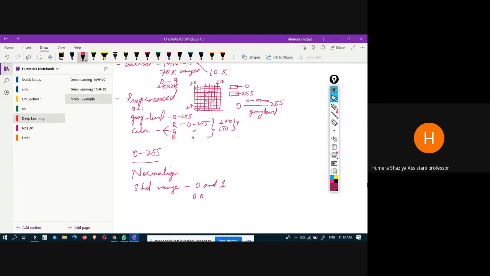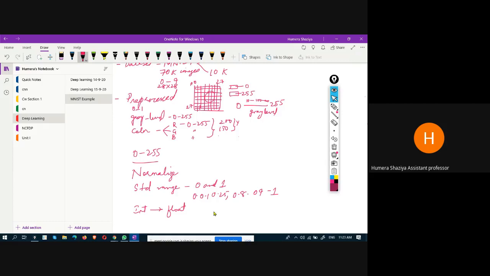Means 0, 0.1, 0.25, 0.8, 0.9, and 1. This starts with 0 and ends with 1. Instead of having pixel values between 0 and 255, you are normalizing it in a standard range between 0 and 1. And you get all the middle values as well. So pre-processing is done, and also every pixel value is in integer format. You have to convert it to float format.